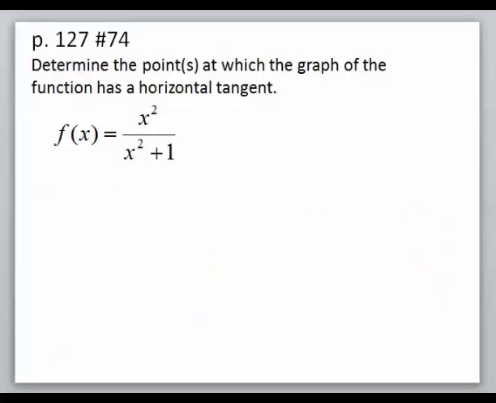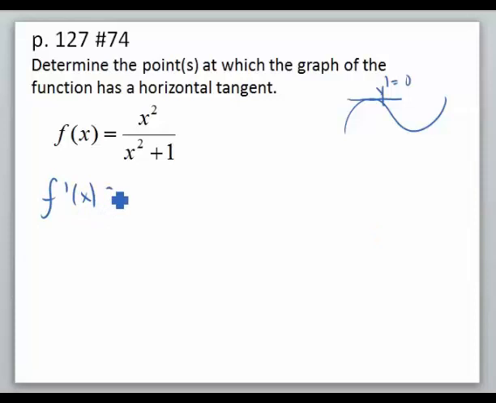This one asks me to determine the point at which the graph of the function has a horizontal tangent. Horizontal tangent lines occur, as we've talked about previously, where you have some function and you draw a tangent line to the curve and it makes a horizontal line. Well, what's that tell you? It tells you that y prime is equal to 0. So I'm going to take the derivative of this and set it equal to 0 to see what we figure out.